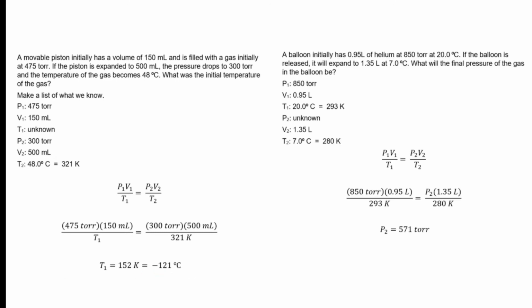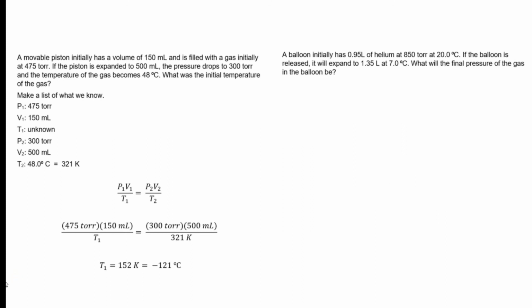Let's do another combined gas law. Okay, so we have a balloon initially at 0.95 liters. The pressure is 850 torr and the temperature is 20 degrees Celsius. Okay, so the balloon is released. It expands to 1.35 liters and the temperature drops to 7. And the question is asking us what the final pressure is going to be.